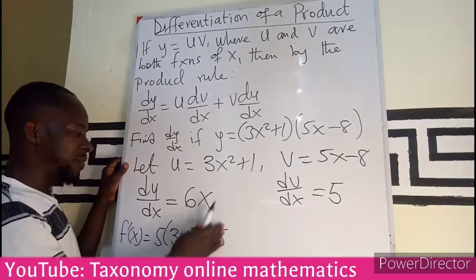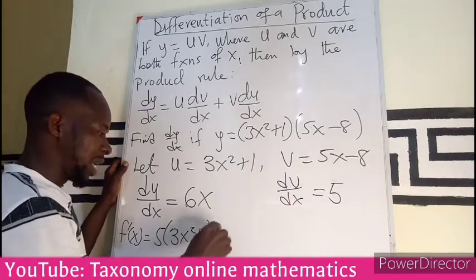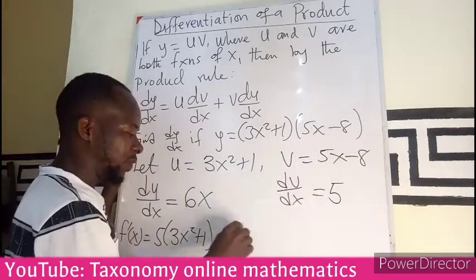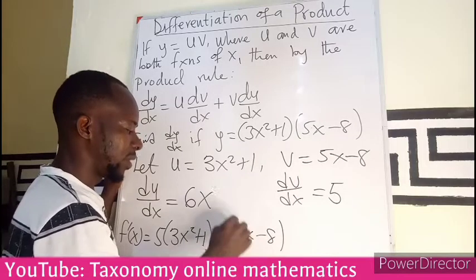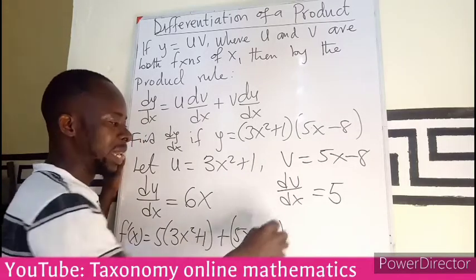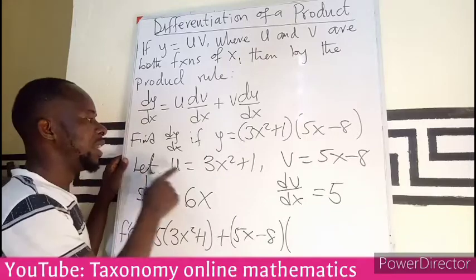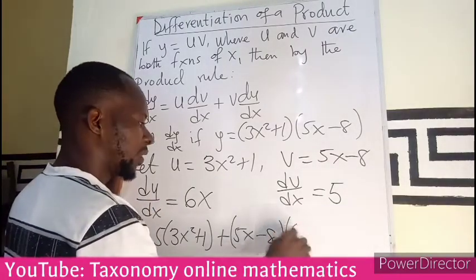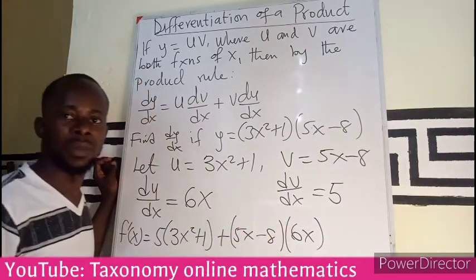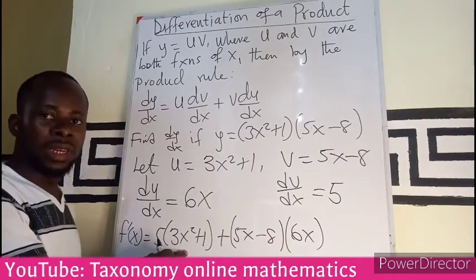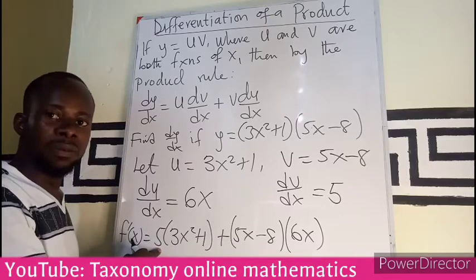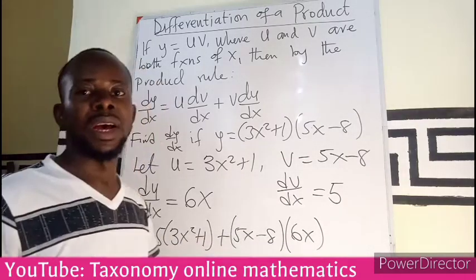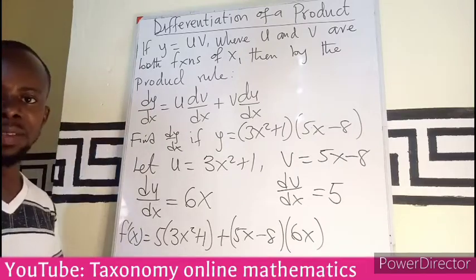I can still bring the 5 first before that. Then plus, I am holding the v as 5x − 8, holding that function. Then I am multiplying it with the differentiation of what? u. So that also becomes 6x. So hold the u, differentiate v, plus hold now the v, differentiate what? The u. So now we have our 4 terms out there.